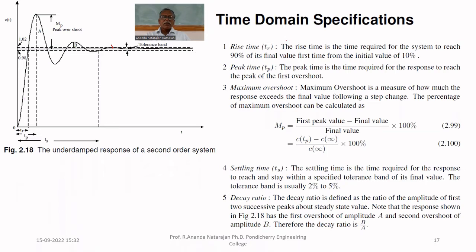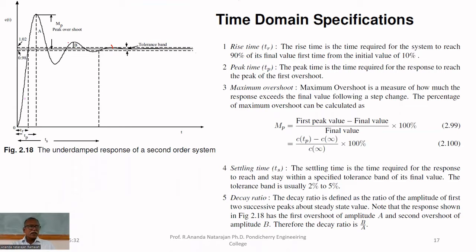In the previous class, we have seen the time response for a second order underdamped system. Now we will see the time domain specifications for a second order underdamped system. Here we have the response for a second order underdamped system.